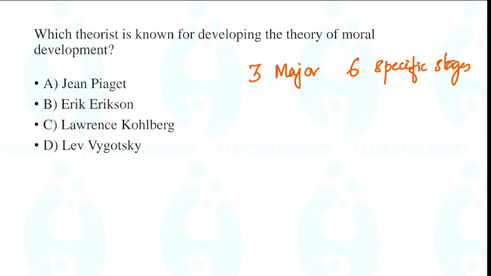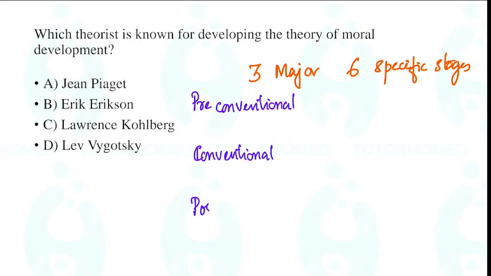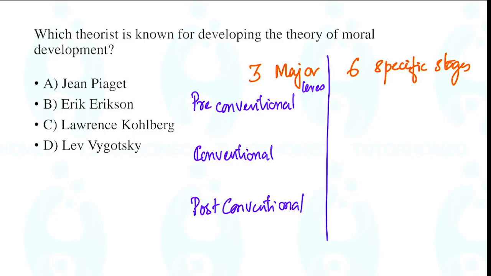So the 3 major stages or 3 major levels. The first one is pre-conventional, conventional, and post-conventional. These are the levels: pre-conventional, conventional, and post-conventional. Pre-conventional is basically 3 to 7 years of age.